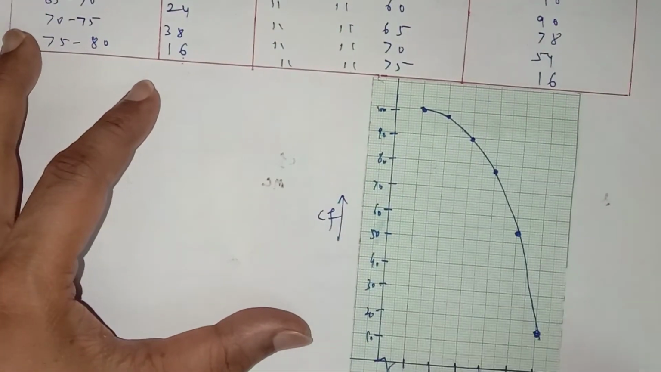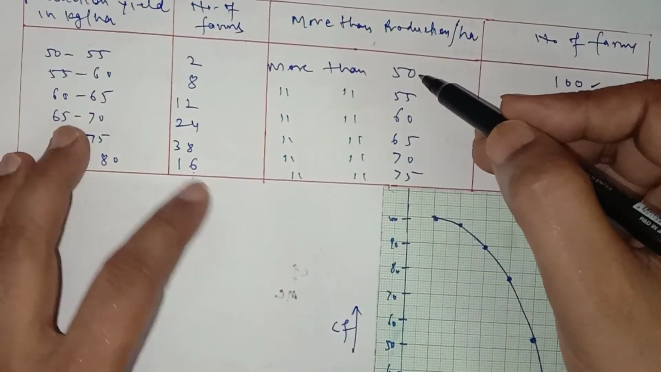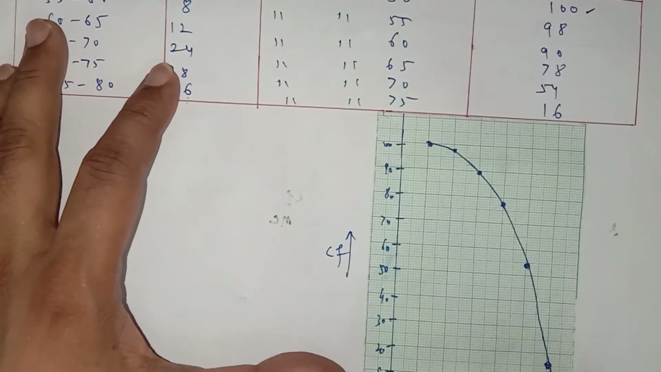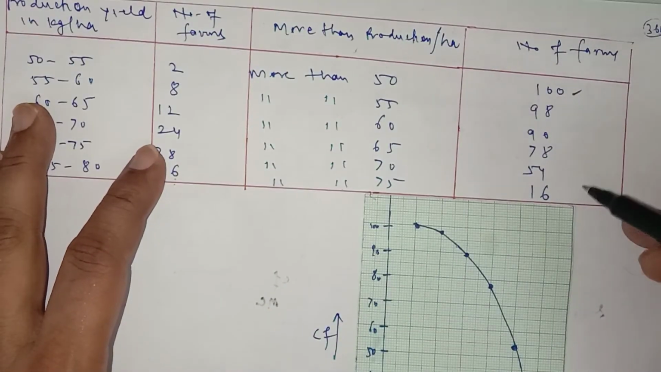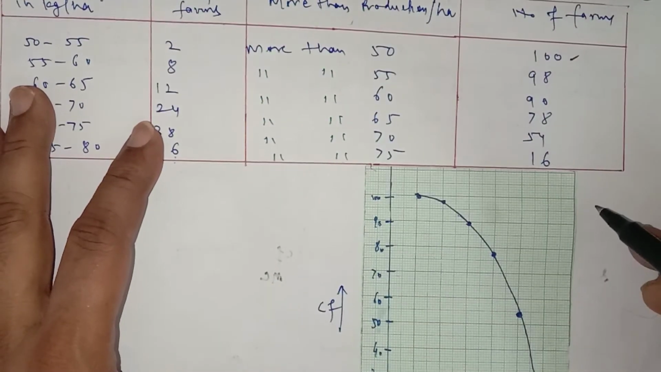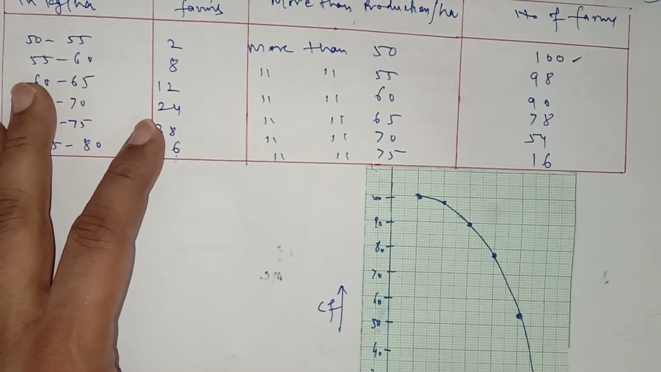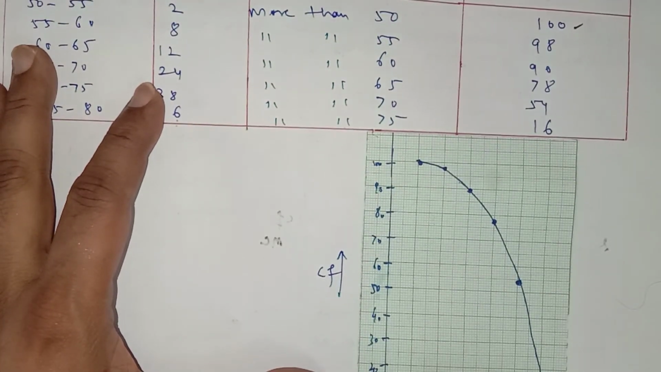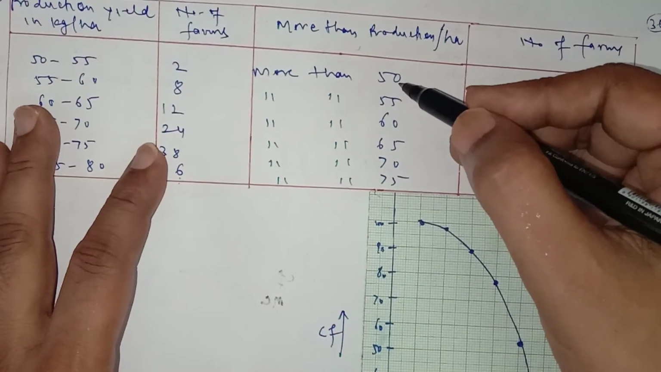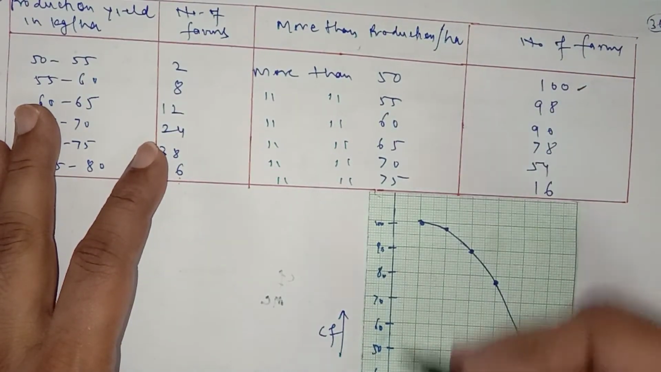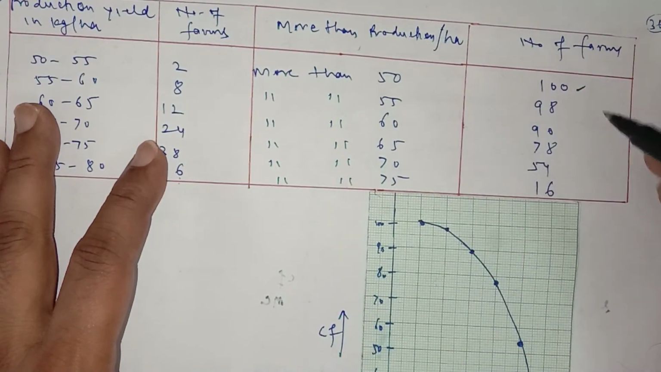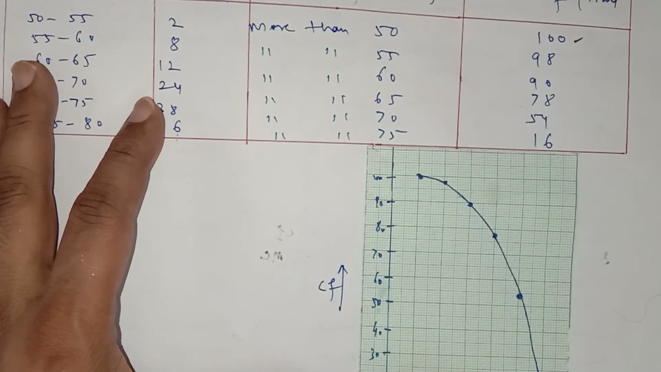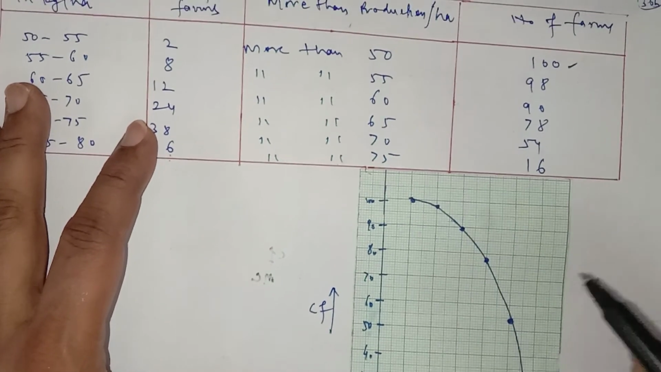So on the x-axis you take the lower limits, and on the y-axis you take the cumulative frequency, and mark them on the graph paper. I have taken 1 centimeter as 5 units on the x-axis, because the class size is 5. On the y-axis, I have taken the cumulative frequency in the scale of 1 centimeter equal to 10 units. So mark the points on the graph paper.